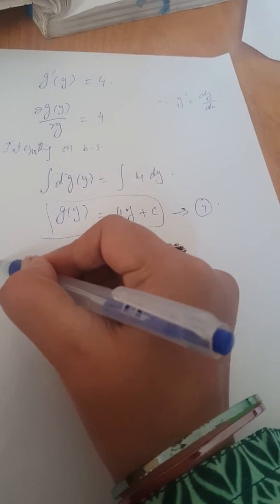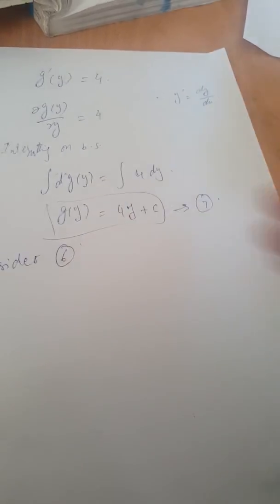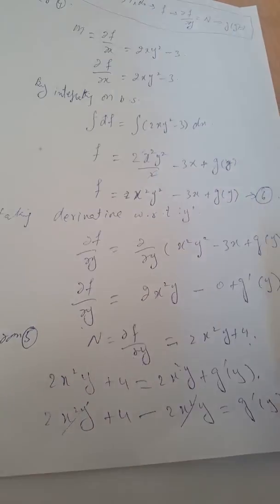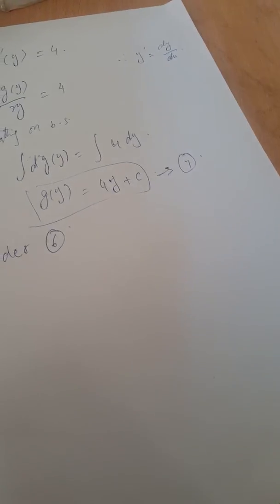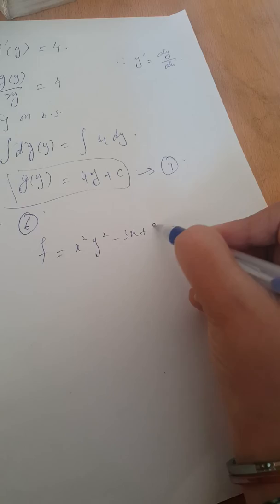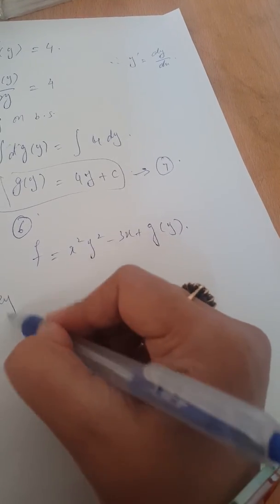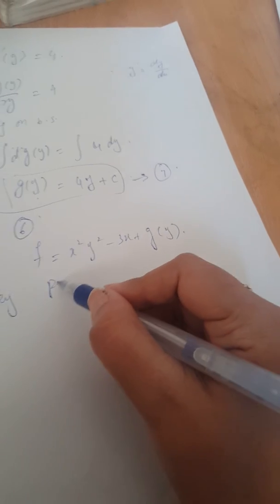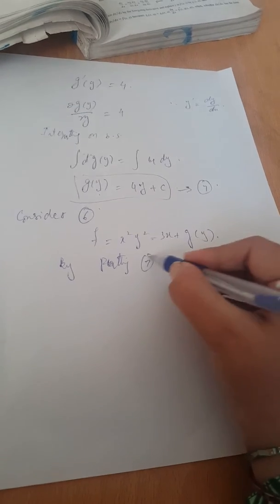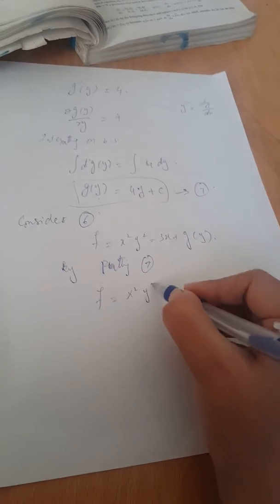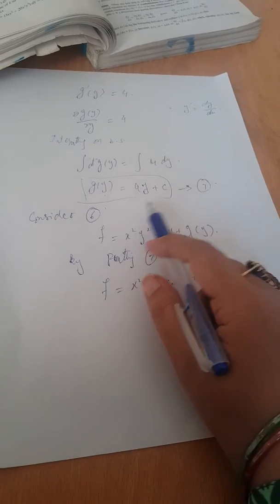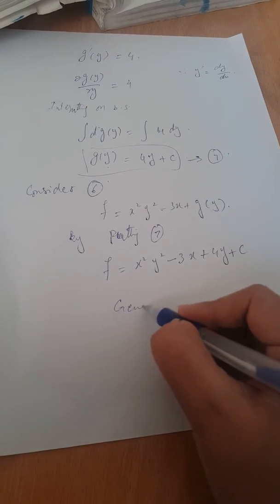Now consider equation number 6, where f is equal to x square y square minus 3x plus g of y, and put in the value of g of y from equation number 7. So f is equal to x square y square minus 3x plus 4y plus c, which is our required general solution.